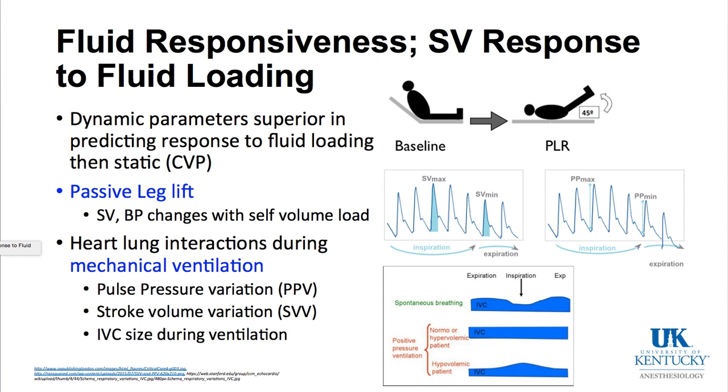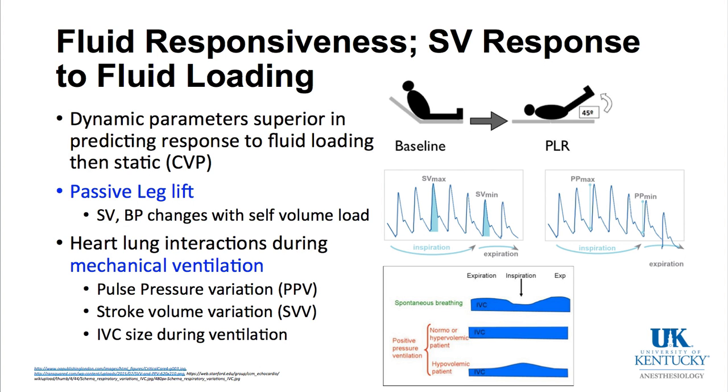Let's look at the next keyword now, which is fluid responsiveness, stroke volume response to fluid loading. Dynamic parameters have been shown to be superior in predicting what's going to happen when you give someone fluid, i.e. is their cardiac output going to go up, is it going to go down, is it not going to change, rather than just looking at a static parameter such as the CVP pressure.